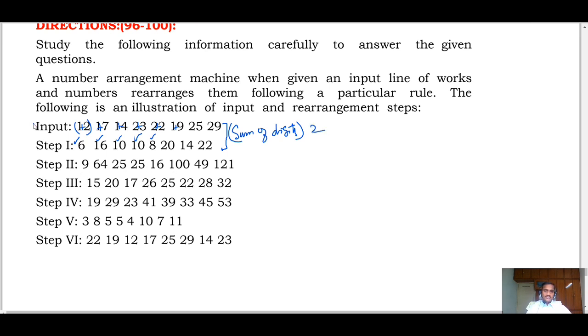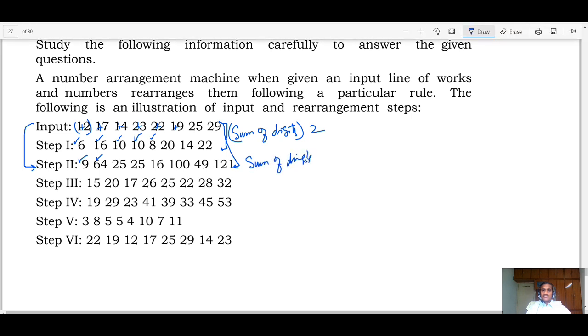Then how will you get step 2? Now sir, all these steps were derived from the input rather than the previous step. That's the difference between this one and the previous type of questions. Now 9 can be written as 1 plus 2 is 3, 3 square is 9. 1 plus 7, 8, 8 square is 64. 1 plus 4, 5, 5 square is 25. Hence from input to step 2, sum of the digits is squared. Earlier it was into 2, now it is square.